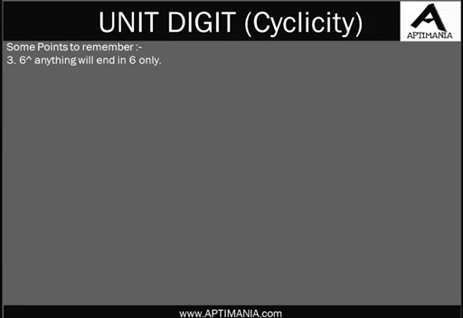Moving to the next part. 6 raised to the power of anything will end in 6 only. So suppose we have the number 3756 raised to any power, let it be 98. The unit digit of this calculation would be 6 only, right? The same is true for 5 as well. 5 raised to the power of anything will always end in 5 only.